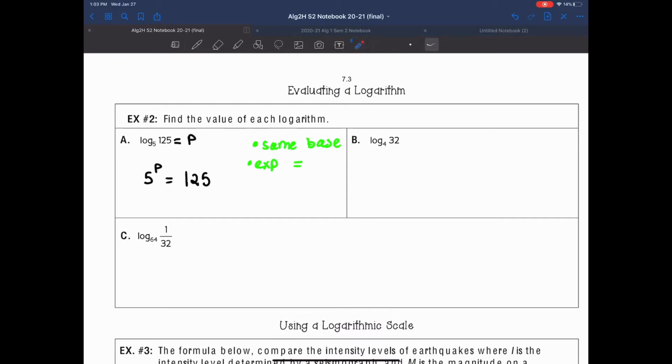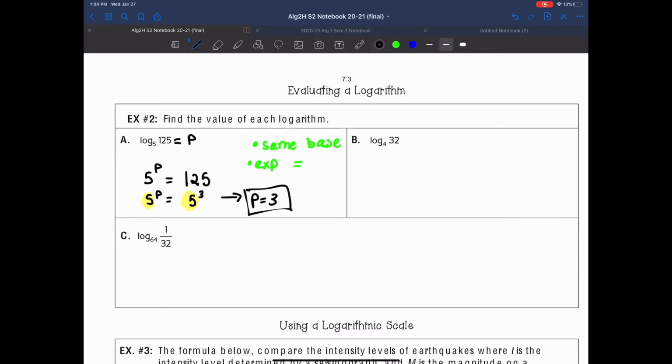So obviously, 125 can be written as a base of 5 because we know that 5 to the 3rd power gives us 125. So instead of 125, I'm going to say 5 to the power of p is equal to 5 to the power of 3. Now we have a situation where we have the same base, we're setting them equal to each other. We have 5 to the power of p equals 5 to the power of 3. So what we can do is set the exponents equal to each other. So p, in this case, would have to equal 3. So log base 5 of 125 is equal to 3.